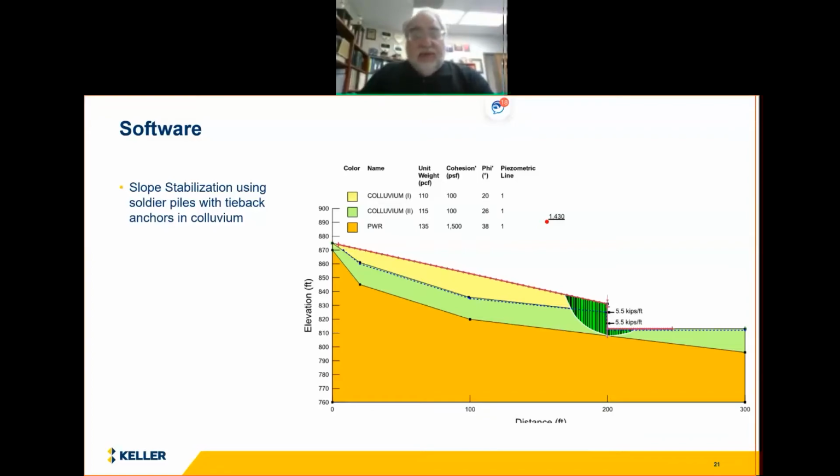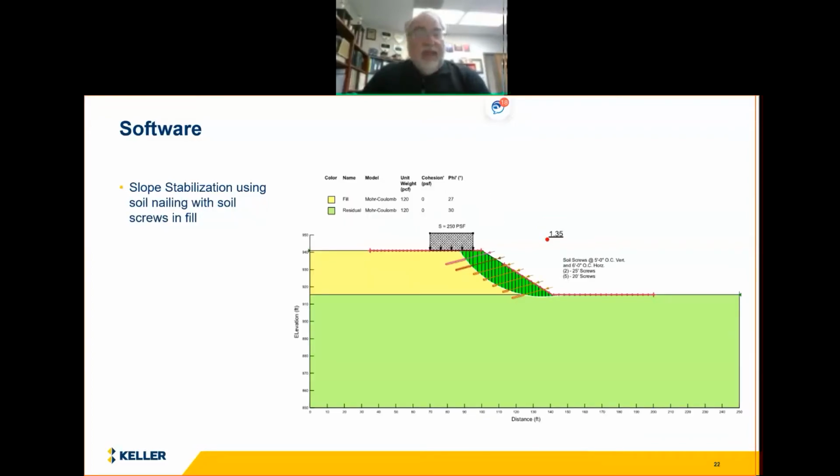So typical output. And here's one you can see with also a fill slope with a building adjacent to it, where we're using a technique called soil screws. Soil screws are helical anchors that have helices all along the anchor, not just at the very end like they do in helical tiebacks or helical piles. And you can use this type of software to design soil screws as well.